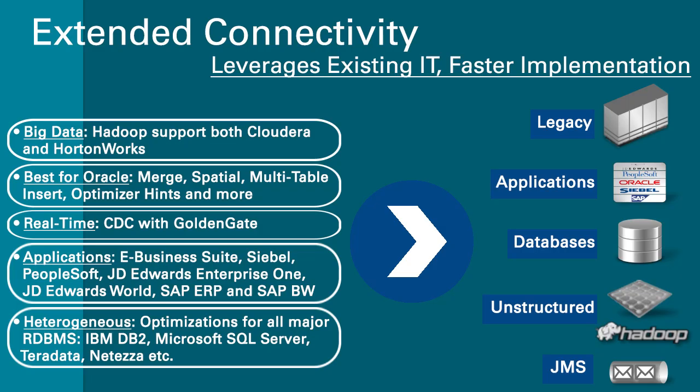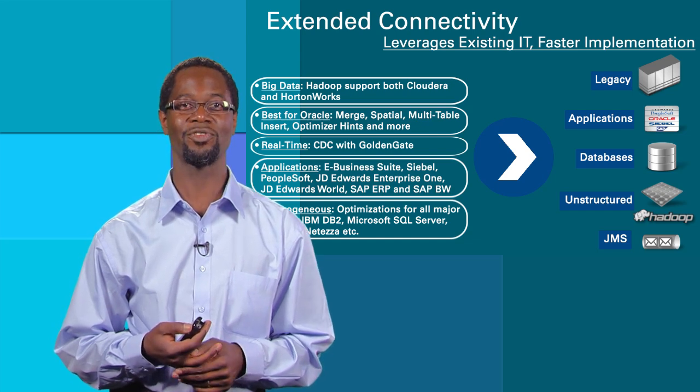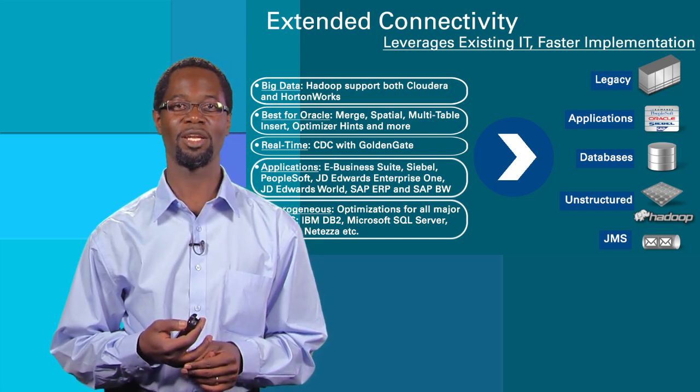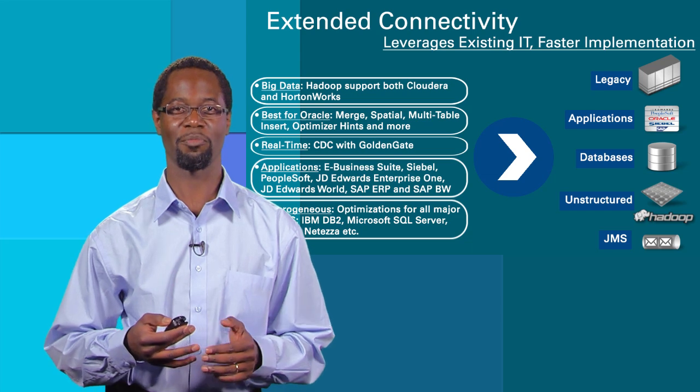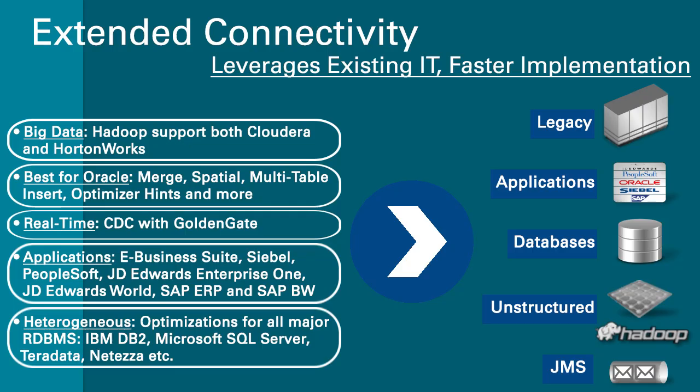So we talked about all the various types of connectivity. Big data, we support both Cloudera and Hortonworks for generation into Hive, HBase, and really to produce MapReduce code within the big data ecosystem. We talk about how it's best for Oracle. You can take advantage of any of the hints, any of the parallelization, any of the constructs with the Oracle database, as well as in other databases, actually.